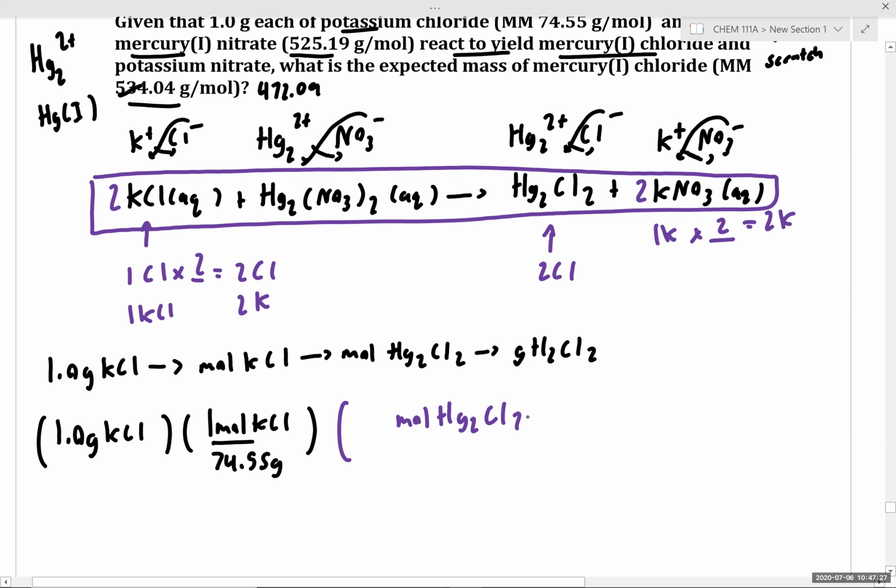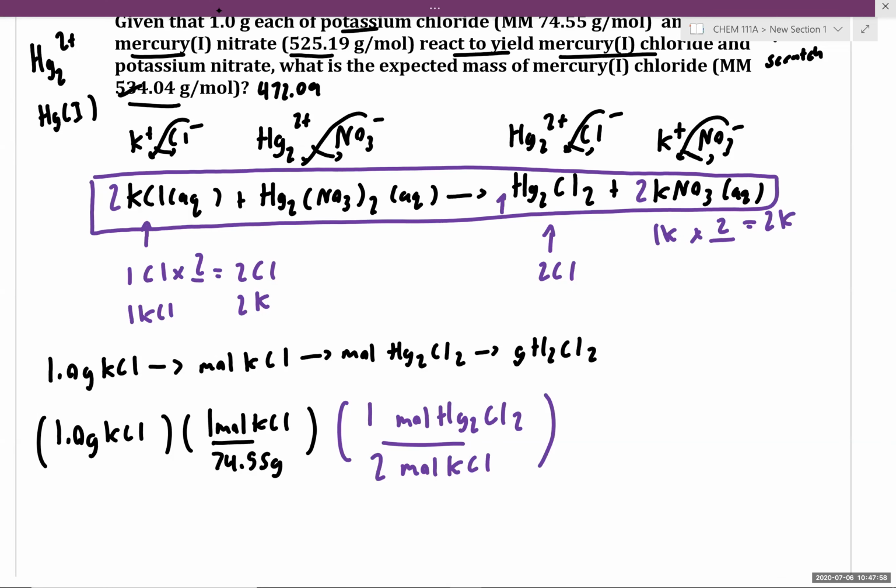Now, and this is really important in stoichiometry problems, my question to all of you is how many moles of mercury 1 chloride do we have per mole of potassium chloride? What is our mole to mole ratio? 1 to 2. We have 1 mole of mercury 1 chloride per every 2 moles of potassium chloride.